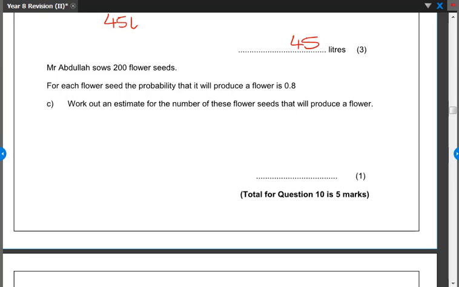Mr. Abdullah has 200 flower seeds. The probability of successfully producing a flower is 0.8. Give an estimate for the number of flowers. So if the probability of flowering is 0.8, it's going to be 200 times 0.8, and that equals 160.